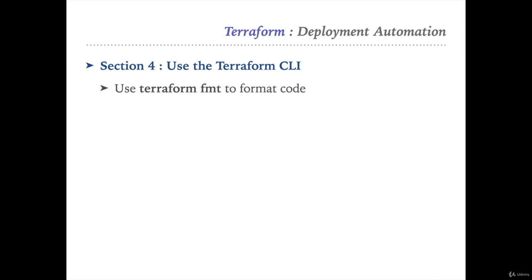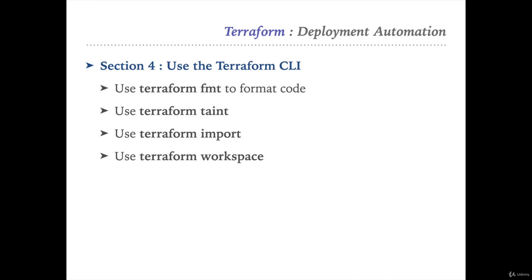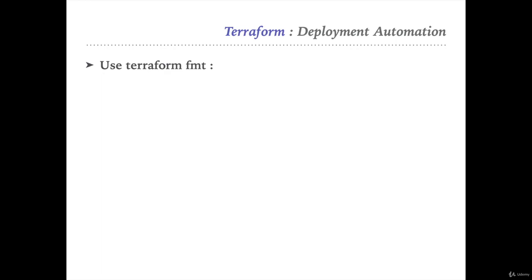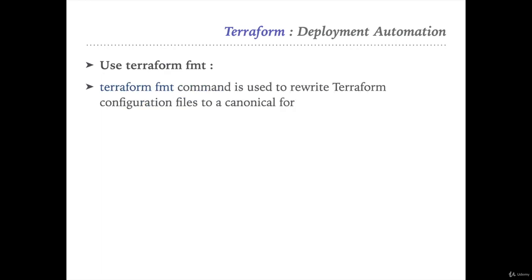Here are the parts of the Terraform command line section: the use of the terraform fmt command, which formats code, the use of the terraform taint command, the use of terraform import, use of terraform workspace, and use of terraform state. And in the last, we will see enabling verbose logging in Terraform. So first, let's discuss terraform fmt. The terraform fmt command is used to rewrite the Terraform configuration file to a canonical format and style.